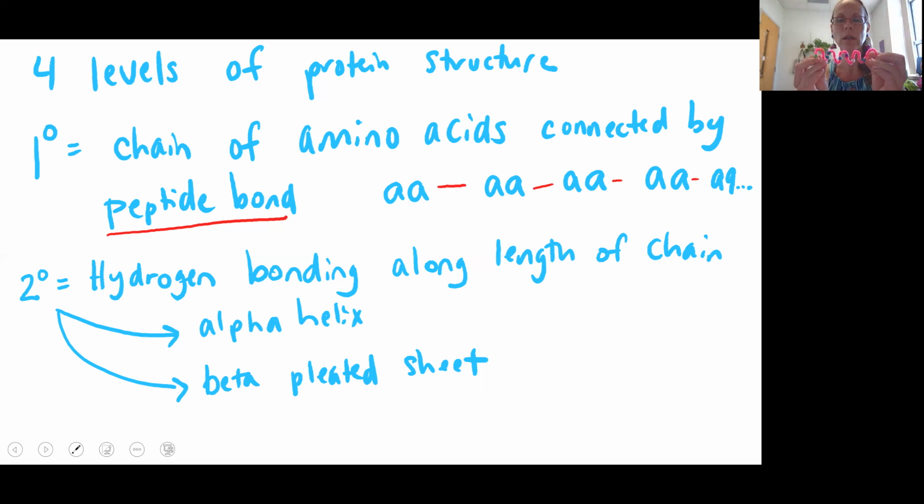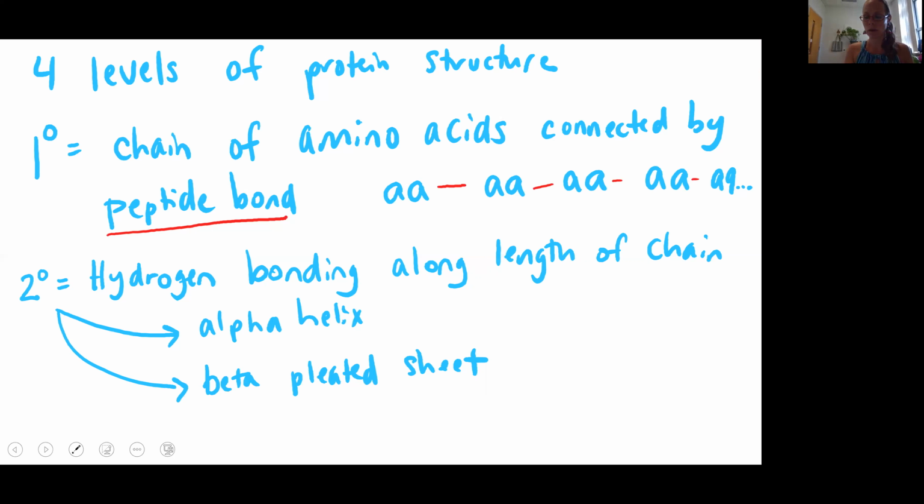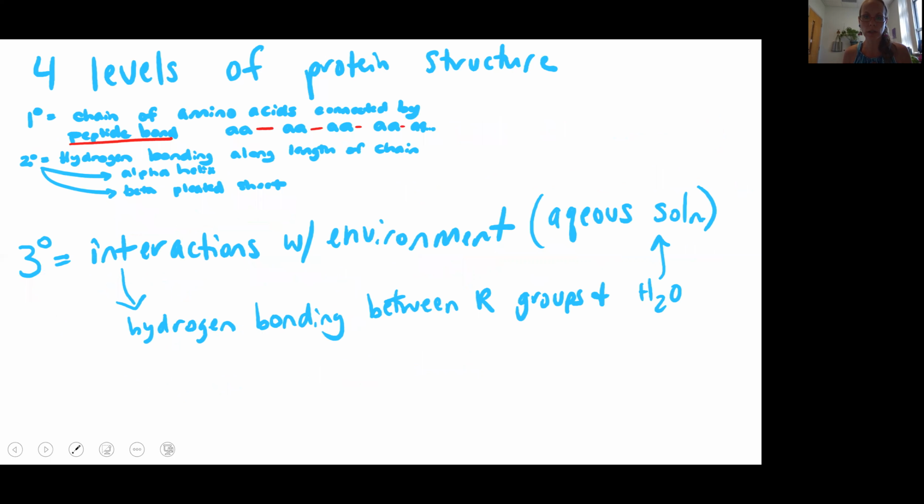Hydrogen bonding can come in the form of either a beta pleated sheet or alpha helix, just depending on what those interactions are. Okay, now we're ready to talk about that tertiary level. The tertiary level is dependent on the environment. So this is where we see hydrogen bonding between those R groups and the aqueous solution.